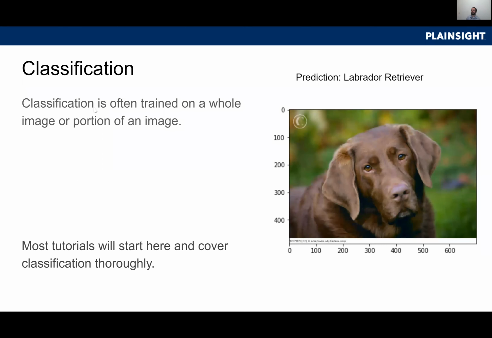So classification, this is like what I talked about. If we were doing cat versus dogs, we're going to train a model with a whole image of a cat or a whole image of a dog, give it an image, and then it would give us feedback. In this case, I trained a model to detect dog breeds, gave it this dog, and it predicted a Labrador Retriever. Most tutorials will start here and cover classification thoroughly. This is great for certain use cases, but it can quickly become a limitation.